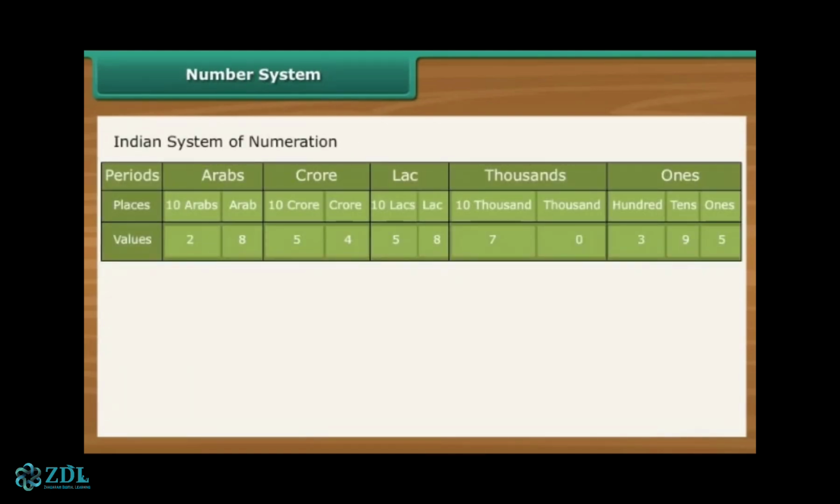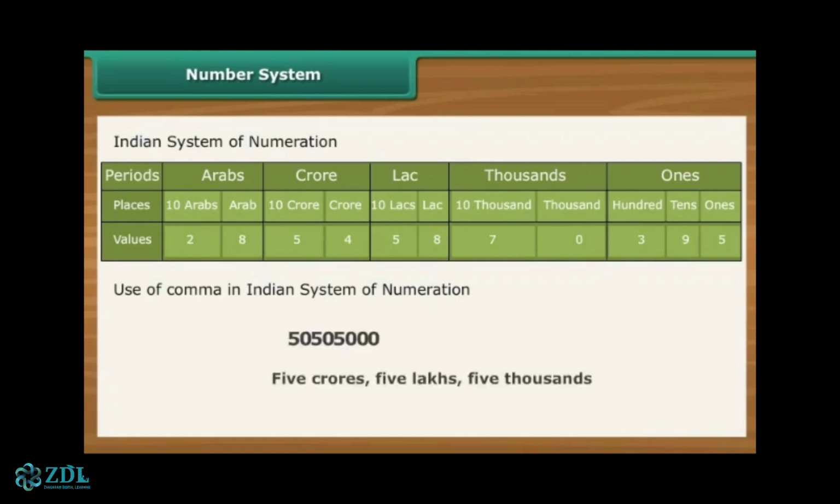Number system. In our Indian system of numeration, we use ones, tens, hundreds, thousands, and then lakhs and crores. Comma is used to mark thousands, lakhs, and crores. The first comma comes after hundreds place, 3 digits from the right, and marks thousands. The second comma comes 2 digits later, 5 digits from the right. It comes after 10,000's place and marks lakh.